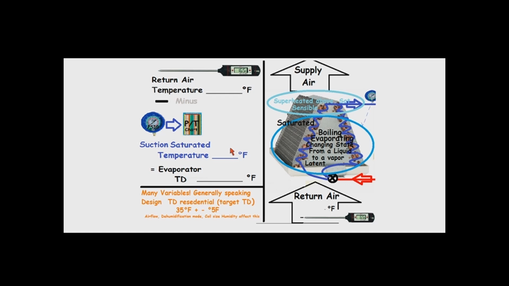And notice that as we dropped the air temperature down, my saturated temperature also dropped as well. The TD is staying the same. So let's give another example. Let's say we drop our air temperature down to 67 degrees Fahrenheit. So return air temperature is 67 degrees Fahrenheit. I'm going to put that in my calculator. And then I want to keep our same design temperature here of 35. So we'll take 67 minus 35 equals our suction saturated temperature of 32 degrees Fahrenheit.